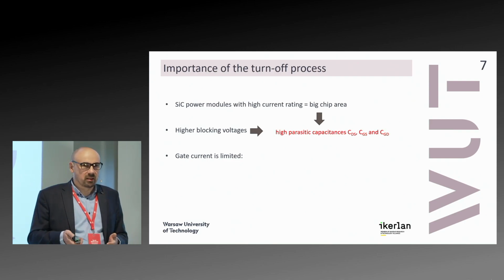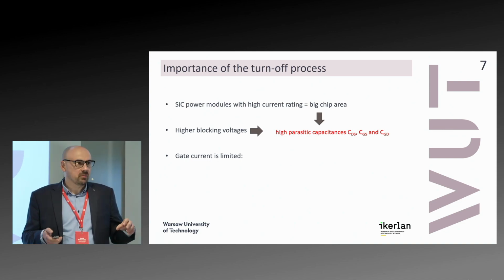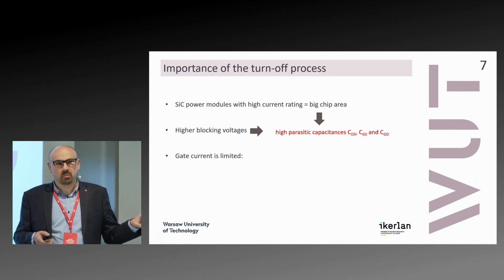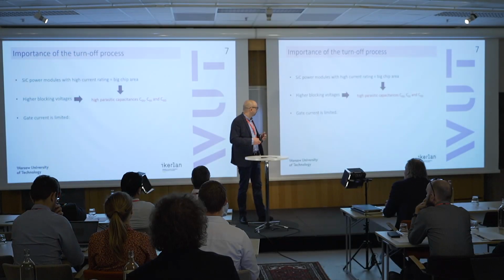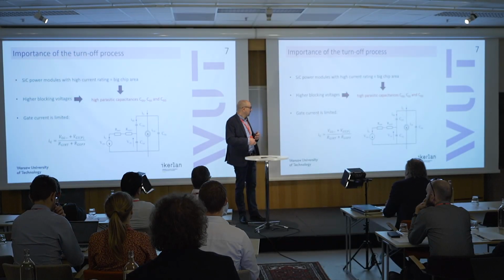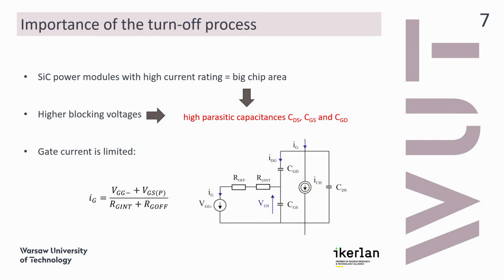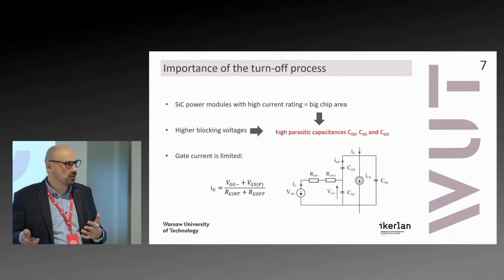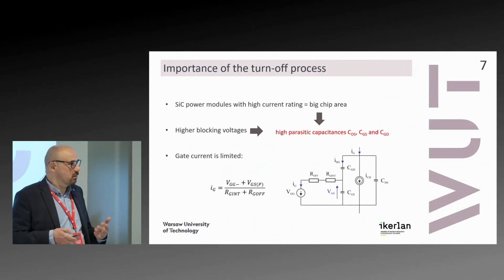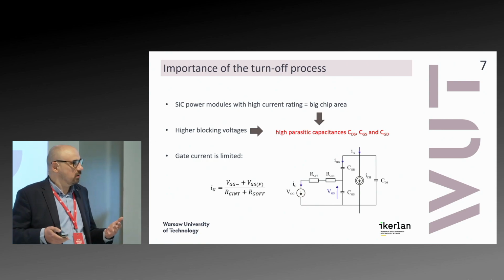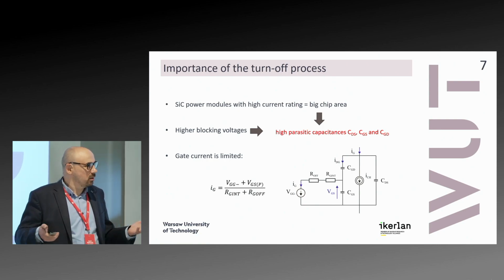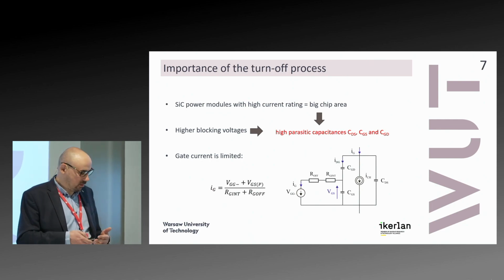Also, we have the gate current limitation, because even if the device is rated at 5 amps or 500 amps, here you can see the circuit and the equation for the gate current. We still have the same maximum and minimum gate voltage, right? And of course, you can play with the gate drivers and so on, but at the end of the day, it's not that easy to use like 50 amps. It's always going to be a few amps in the gate driver.